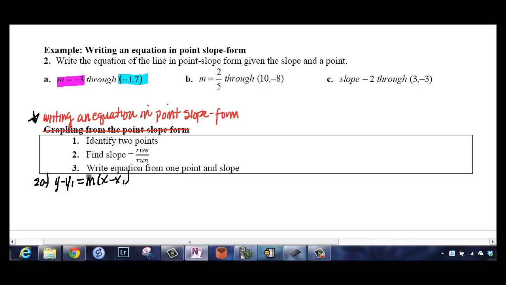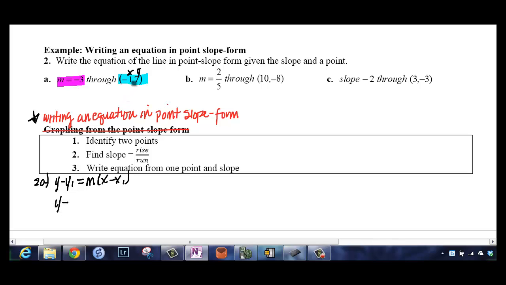Okay, so now let's just plug in the information. That's really all this is. It's just a recognition right now to plug in the right parts into the right spot. So slope being m, there's a -3. This is our x coordinate, which is -1. Our y coordinate is 7. And we just have to input them in the right spots. So let's start to write this out.